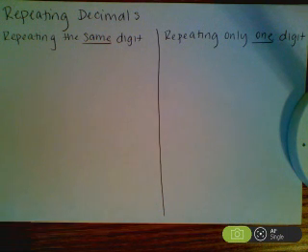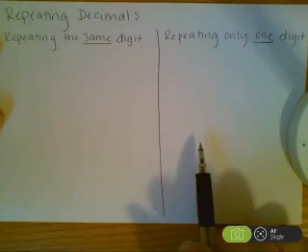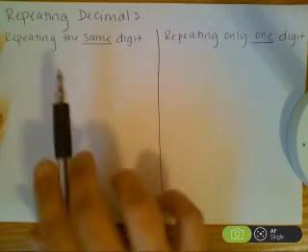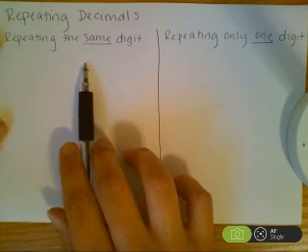Today we're going to talk about changing repeating decimals to fractions. There's two different procedures that you're going to use, and we're going to start if you're repeating the same digit. If you're repeating the same digit, it actually means that there are just 9s in the denominator.